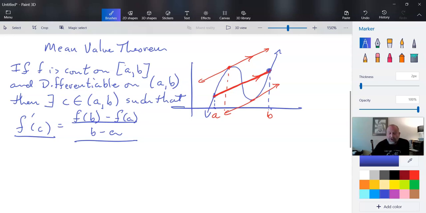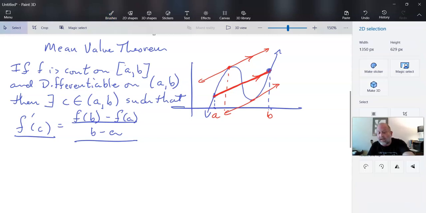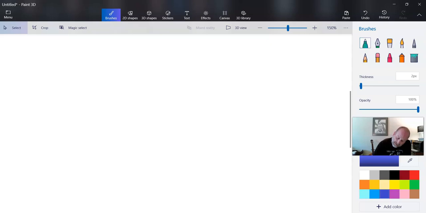Okay, now using this thing. So what we want to be able to do is use this. And so I'm going to do an example of this. So let's go ahead and get rid of this. So let's say, just for fun, that I have the function f of x is equal to x squared plus 2x plus 1.